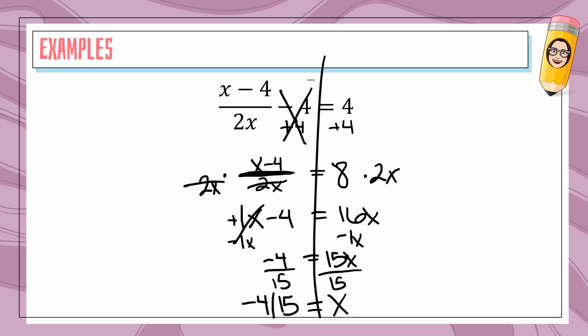Now just to make sure, right, like take a moment to reflect. Fractions are okay, but I'm going to check my work. I added 4, that got me 8. I times by 2x, that got me 16. I minused 1, that got me 15. And I divided. Yeah, like I'm okay with this answer. I showed all my work.